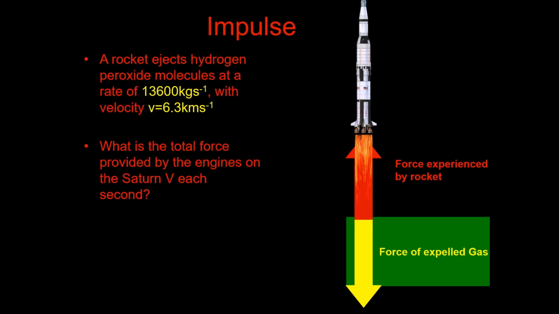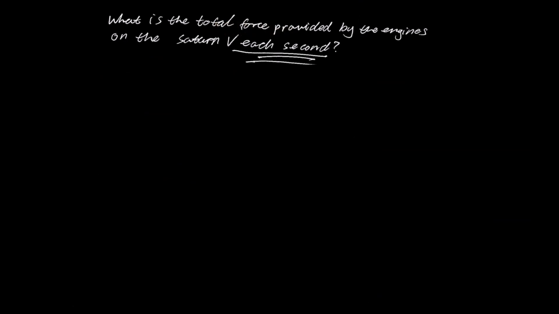Those hydrogen peroxide molecules are essentially ejected with a velocity of 6.3 kilometers per second. And the question is, what is the total force provided by these engines each second? Real numbers for the Saturn V. So what's the total force provided by the engines on the Saturn V every second? And there's a key point here, a very subtle question.